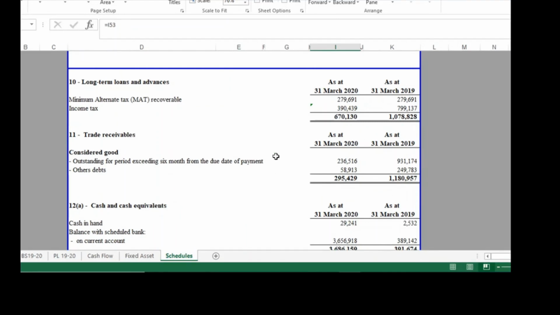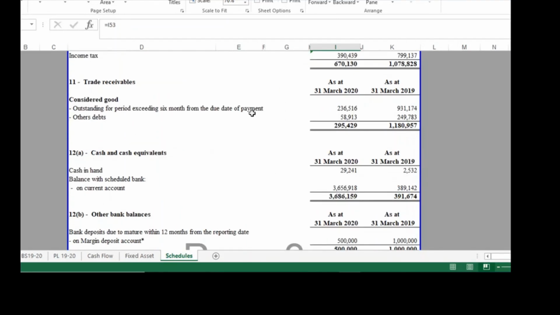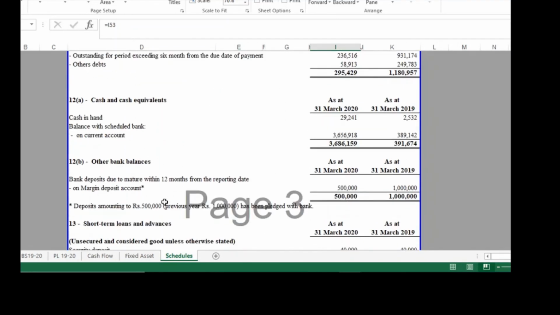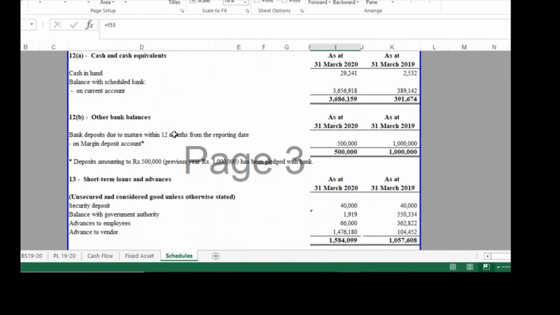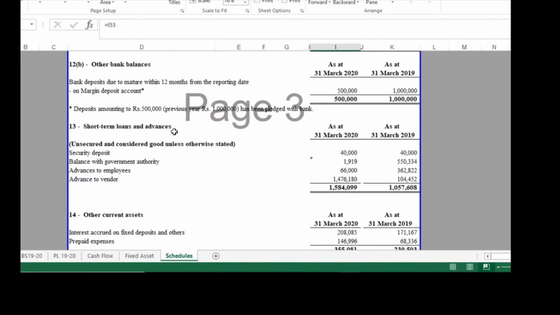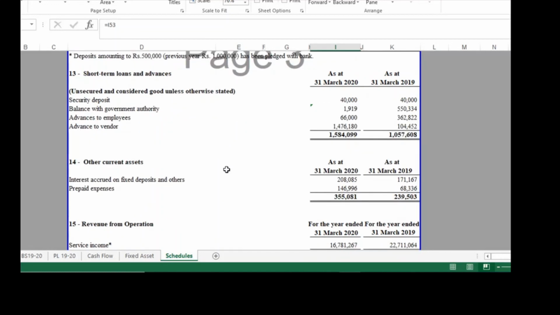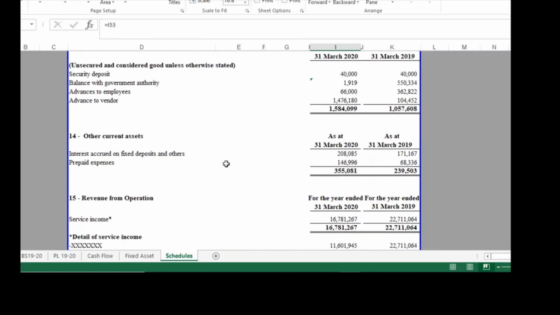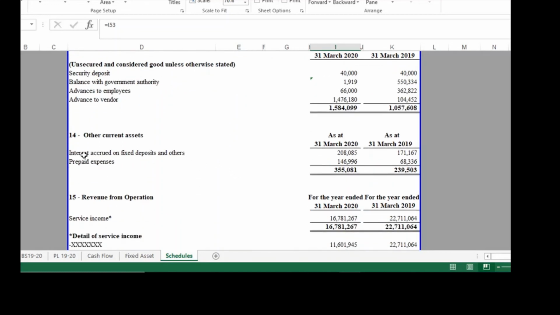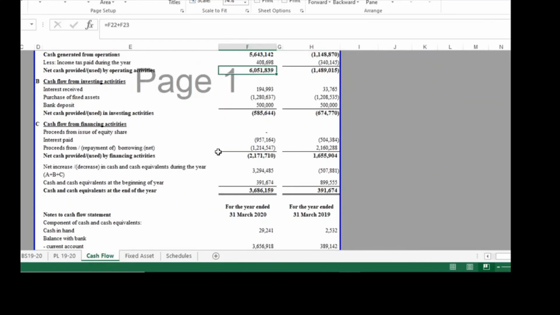Now we go to the next schedule. In trade receivable, there is nothing required. In cash and cash equivalents, nothing required. Bank balance, nothing required. Short-term loans and advances, nothing required. Now, other current assets. You can see there is an item which is interest accrued on fixed deposit. This is related to financing activity, or it may be an investing activity. In our case, it is an investing activity.